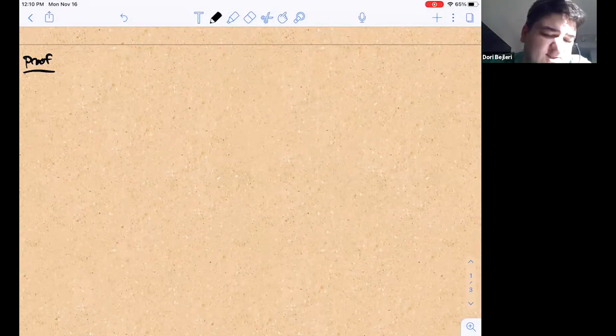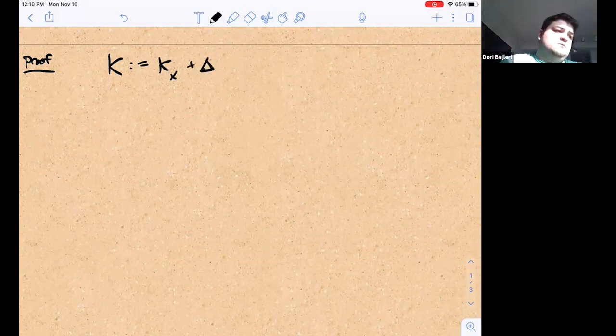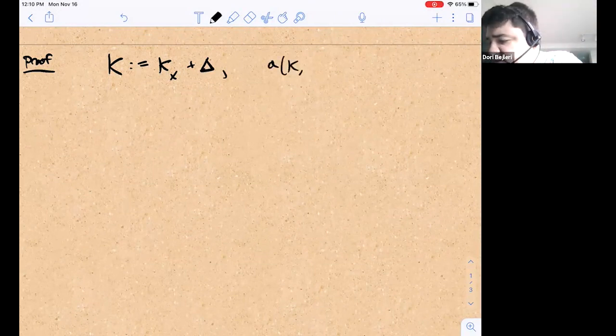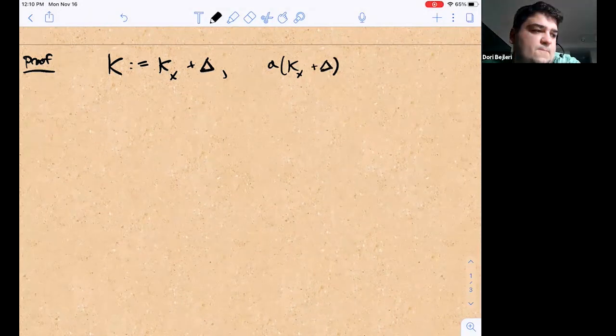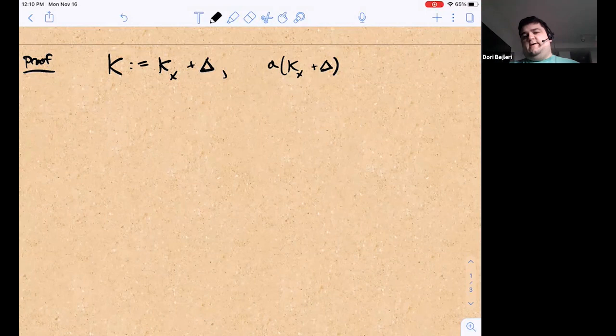So first, for simplicity, let's just abbreviate K_X plus Δ as just K. And then we have an A such that A(K_X plus Δ) is Cartier. And then by the rationality theorem, we saw that anytime we have these nef thresholds in the rationality theorem, the denominators are bounded by some number depending on A.